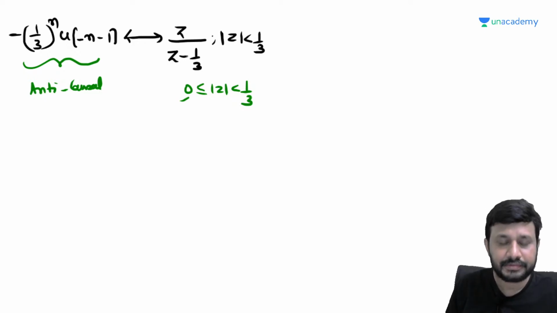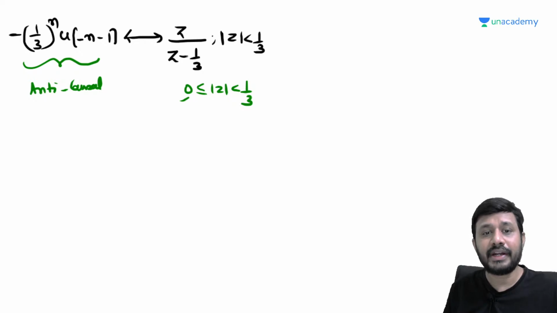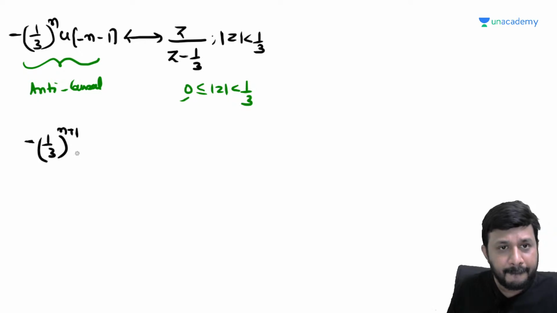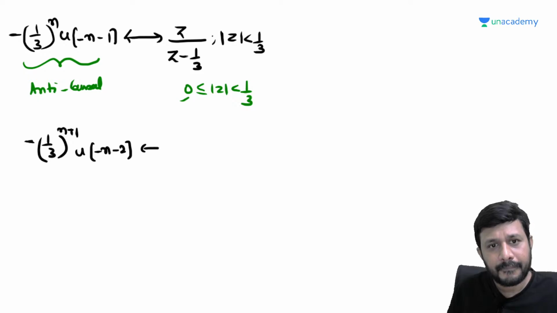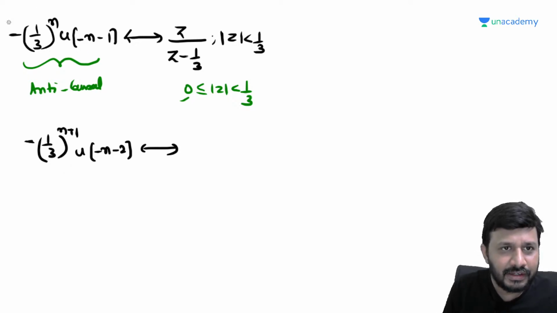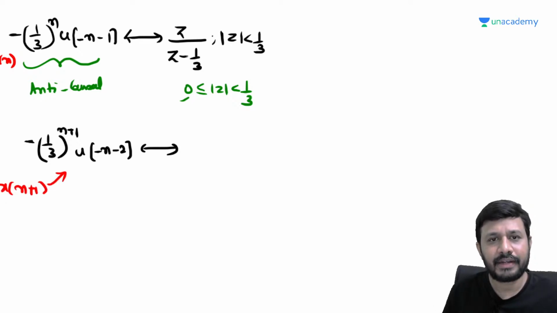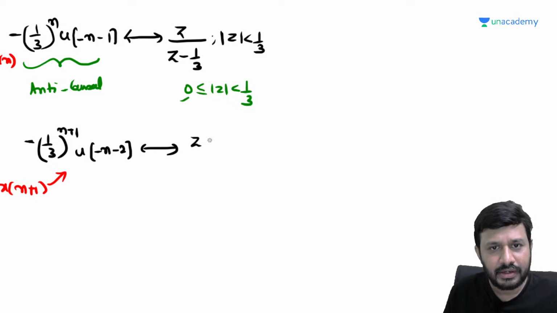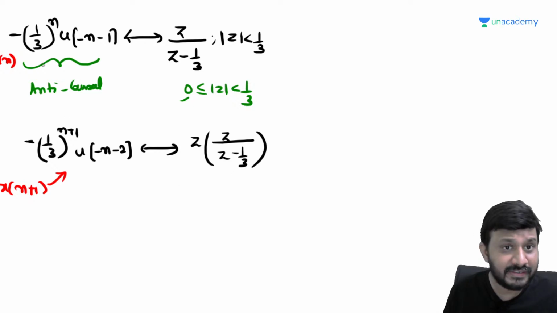Suppose I calculate for this, hope everybody is getting it. Now if I want to calculate the Z transform for the second signal, what is the difference? If I call this x of n, my dear students, listen carefully, I am shifting this x of n left by 1 unit. So this is x of n plus 1. The Z transform of x of n is X of z, and for x of n plus 1 it is z times z by z minus 1/3. But this is still anticausal.